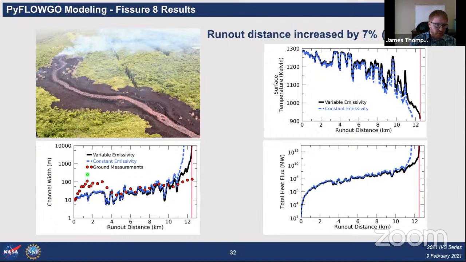The one downfall of PyFLOWGO is that it didn't well constrain the very wide perched channel that occurred close to the vent here. However, it was still able to do a good job at matching the results in the more distal regions of this flow. And again, the run-out distance increasing is likely a result of our temperature staying higher for longer as a result of cooling rates being reduced as we're losing less radiative heat flux.